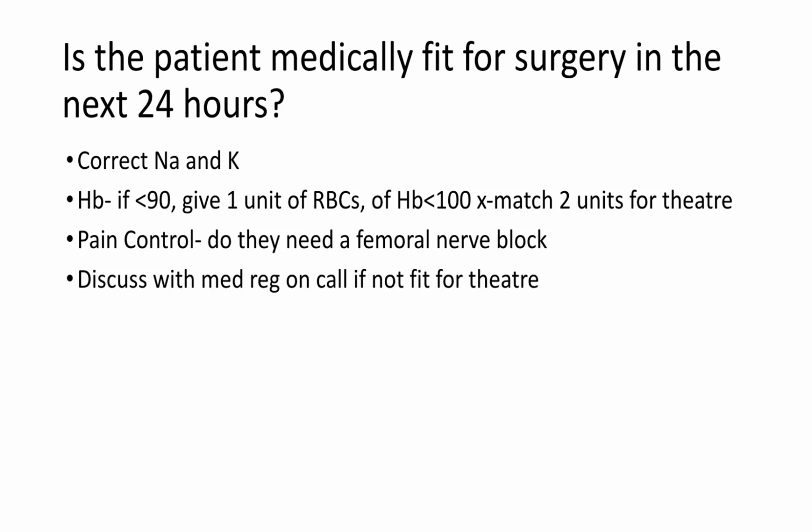So what the consultant is going to ask you is, can you get them into theatre in the next 24 hours? So the thing that you need to do when you're clerking is make sure everything that can be corrected acutely is corrected. So you need to check that their sodium and their potassium are okay, check their hemoglobin. And every hospital is going to have a different policy. But if their hemoglobin is low, for example, less than 90, give them a unit. If it's more than 90 but less than 100, then you just want to cross-match them for theatre.